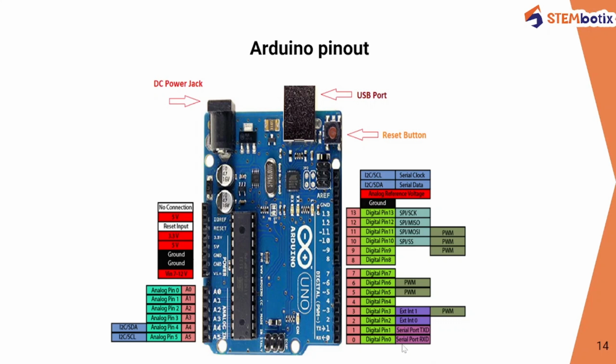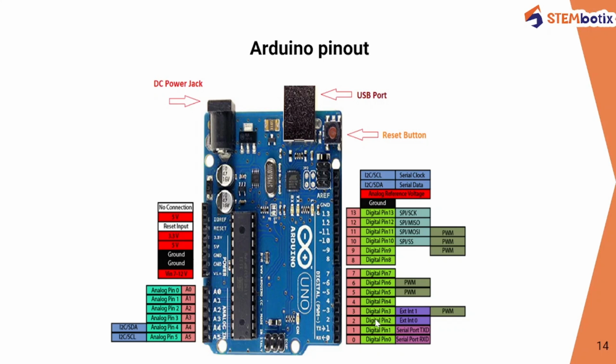Let's start with 0. Another feature of the 0 and 1 pins is the serial port, TX and RX. These two pins are basically used to communicate with other devices. Pin 0 is used to receive the signal, and pin 1 is used to transmit the signal.